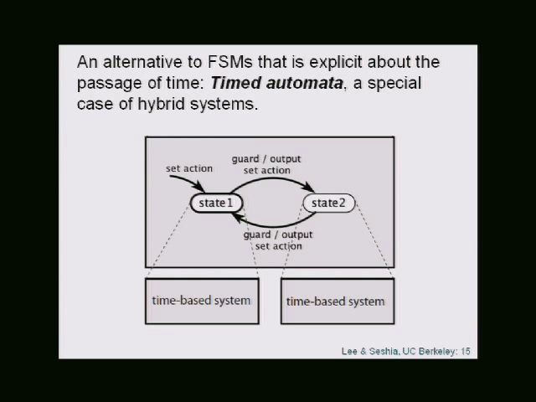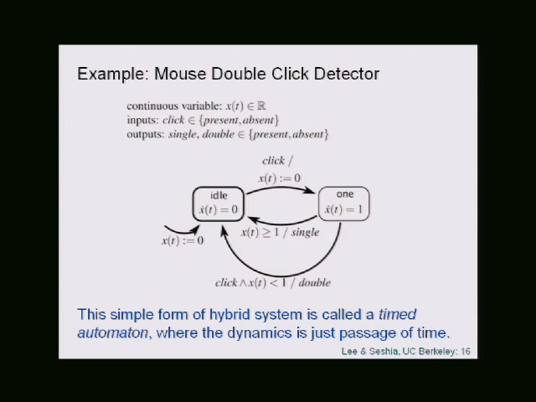So let's look at a system that we all use on a regular basis, which is a mouse. Now the question is, what happens when you double click versus when you single click a mouse? How does the control software determine that you've double clicked rather than single clicked? The way we're going to model it, I'll start at the top. There is an input, which is click. It's a pure signal which says whether or not I've depressed the left mouse button, and that is either present or absent.